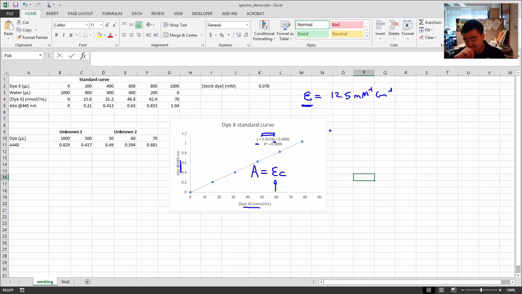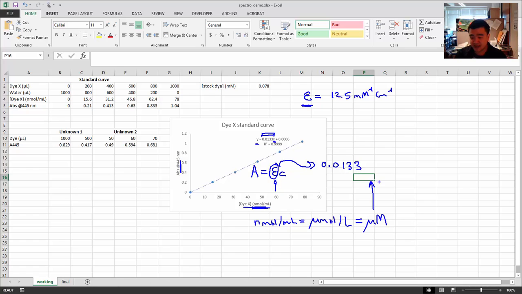Well, they're not actually that dissimilar after all, because if we look at the standard curve here, the units of the x-axis are in nanomoles per milliliter. Okay, so the extinction coefficient that we're getting from our standard curve is 0.0133, and because the concentration units are in nanomoles per milliliter, which is equivalent to micromoles per liter, which is equivalent to micromolar, this means that the units for our extinction coefficient from the standard curve is actually per micromolar per centimeter.